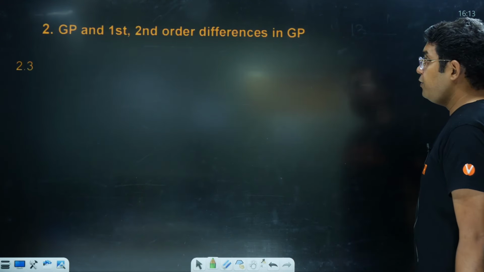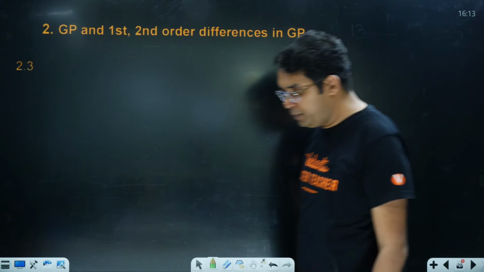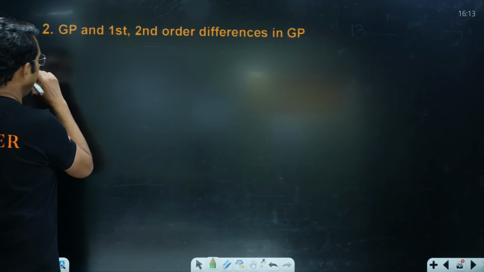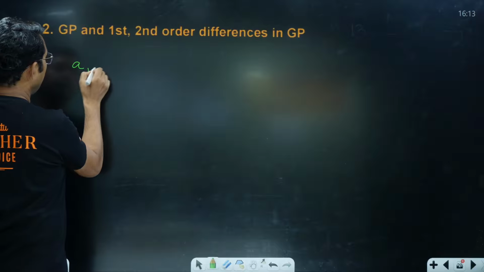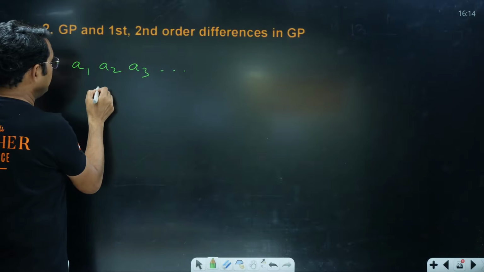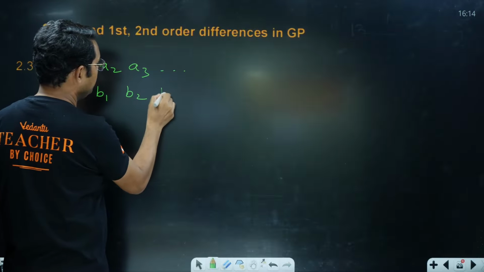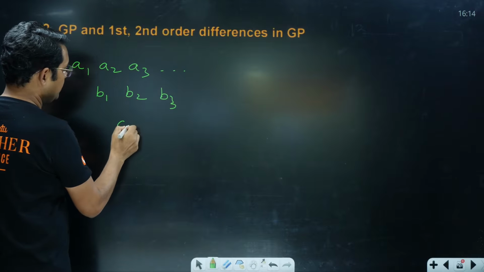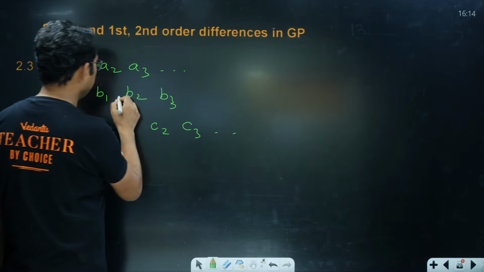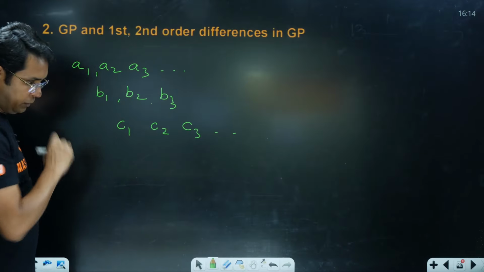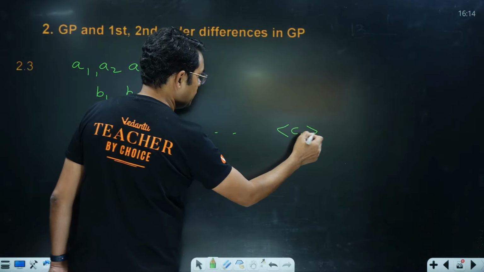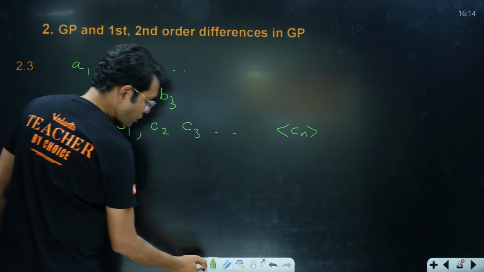Now if we have to find sequences whose second order differences are in GP, the same thing will be continued. Here, suppose A1, A2, A3. First order differences, let's say B1, B2, B3. And then the second order differences are C1, C2, C3, and this is GP.